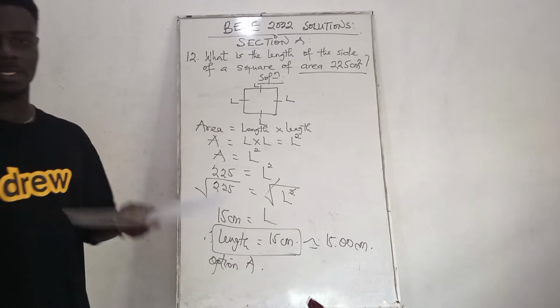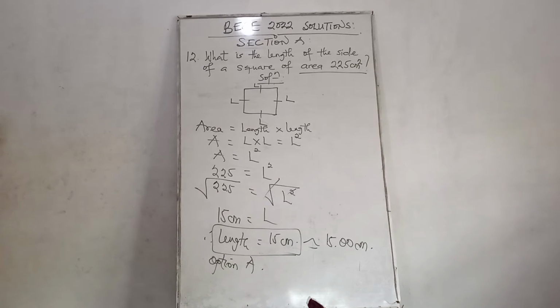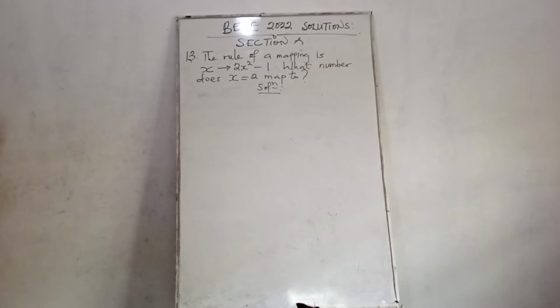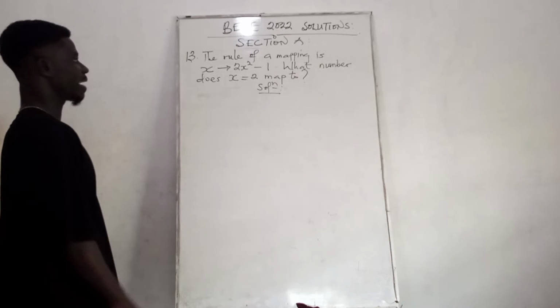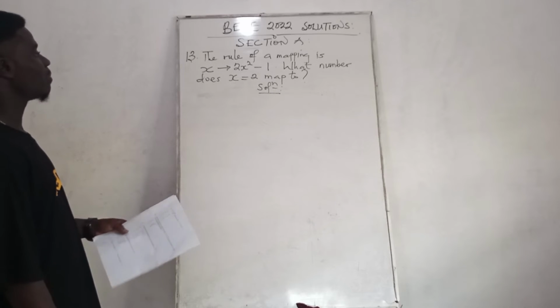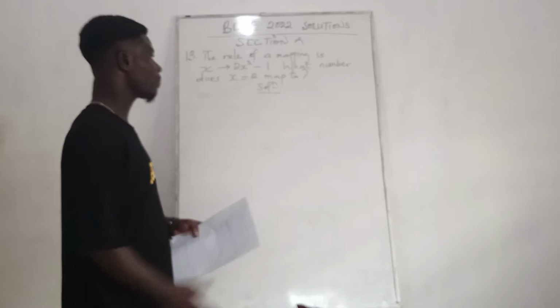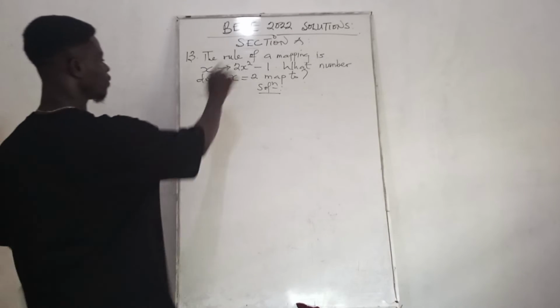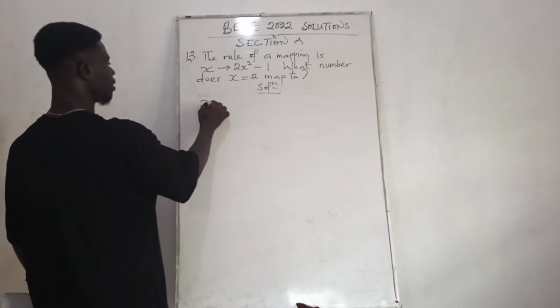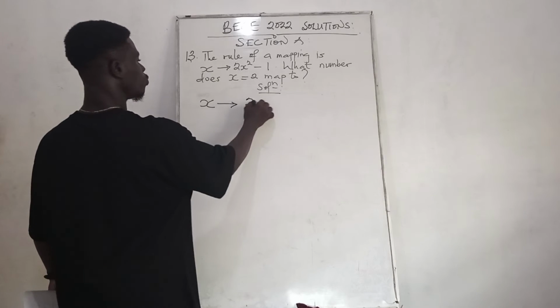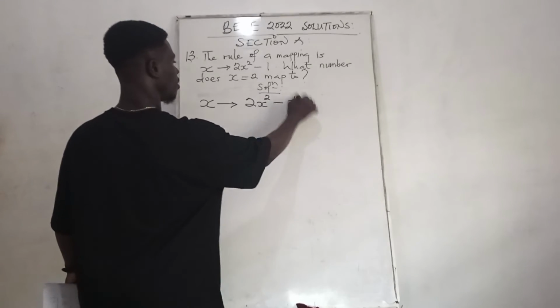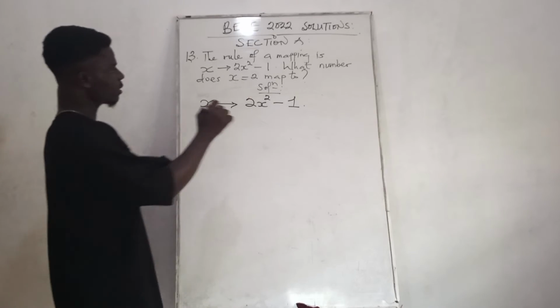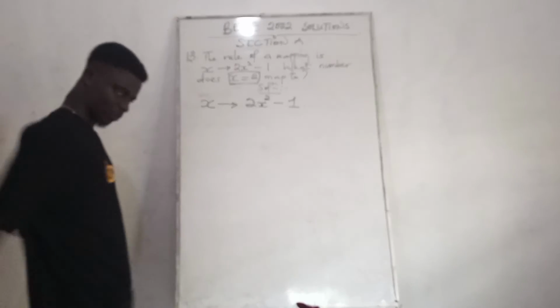So kindly watch it carefully. Alright, so question 13. The rule of a mapping is x maps to 2x squared minus 1. What number does x equals 2 map to? Which is very, very simple. They've given us the rule for that mapping, which is x maps to 2x squared minus 1.